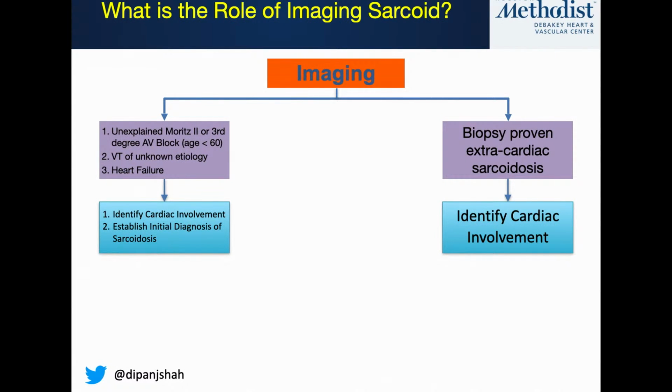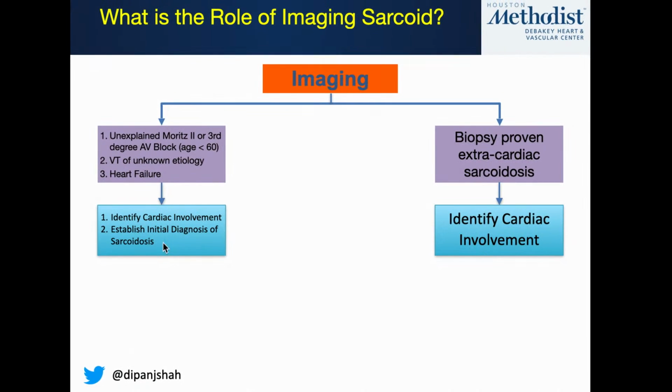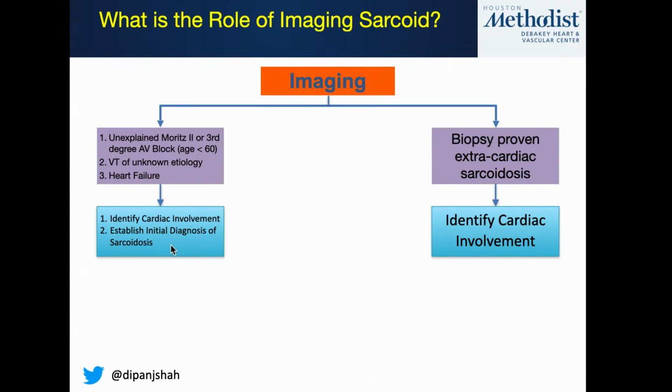And so, I think the role for imaging, and specifically for CMR imaging in sarcoidosis, is really twofold. One is in patients like the example patient that I presented today, who present with unexplained advanced heart block before the age of 60, patients who have VT of unknown etiology, or patients who have heart failure. CMR can actually be useful to identify the presence of cardiac damage, which can then lead to a clue that the underlying diagnosis may be sarcoidosis.